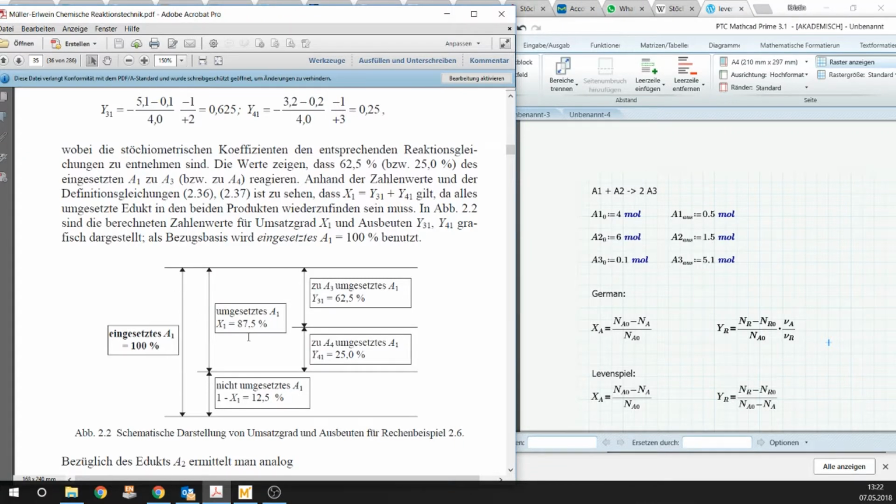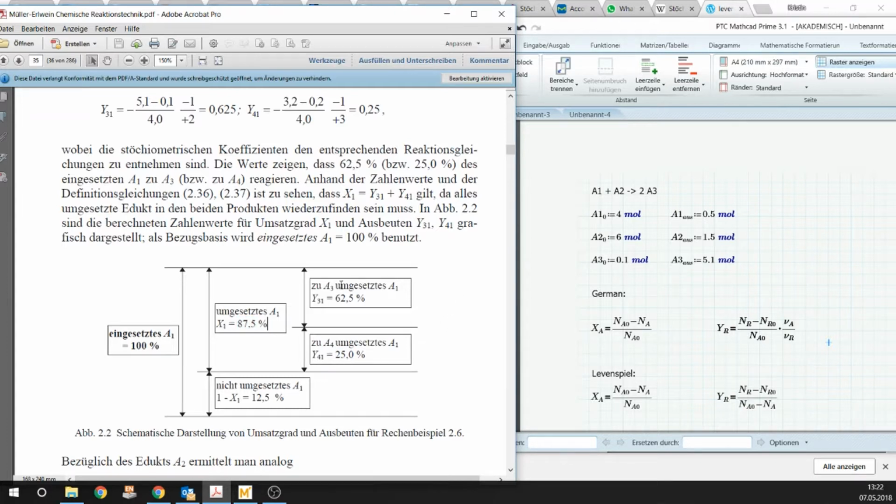So here, according to Müller-Erlwein, here's a graph showing conversion. So originally there's 100% of A, and afterwards 87.5% has been converted, 12.5% has not been converted, and here this is the yield. In Müller-Erlwein, if you add these two numbers, 62.5% plus 25%, the yields add up to the conversion.